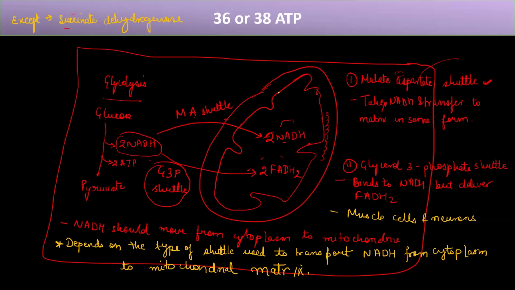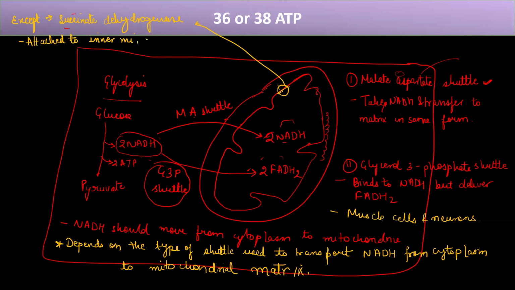So suppose this is your inner mitochondrial membrane. This enzyme is attached here. So this is your succinate dehydrogenase. Succinate dehydrogenase is not present in the mitochondrial matrix, but it is attached to the inner mitochondrial membrane.